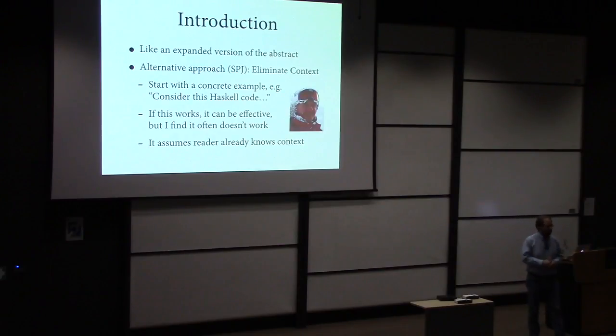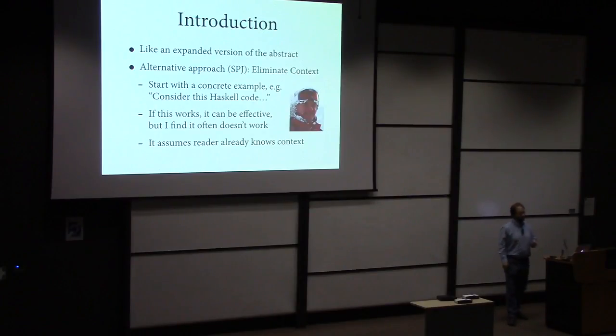Now, having said that, that's for an abstract. For me, an introduction is generally very similar. It's going to be quite a bit longer, not too long, but 1 or 2 pages, and I tend to follow that same model. An alternative approach that Simon, who's here today, has advocated in his talk is basically skipping the context and instead starting right away with a concrete example. So a lot of his papers will start, bam, consider this Haskell code. And then here's some example that illustrates the point.